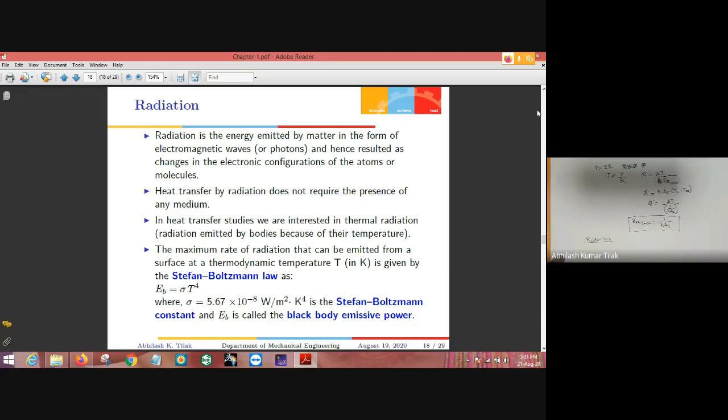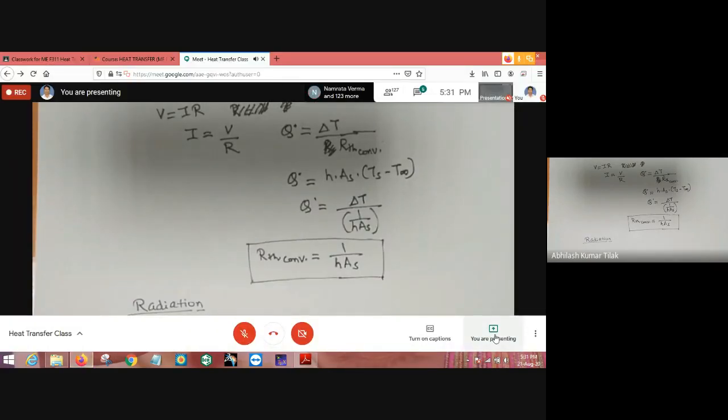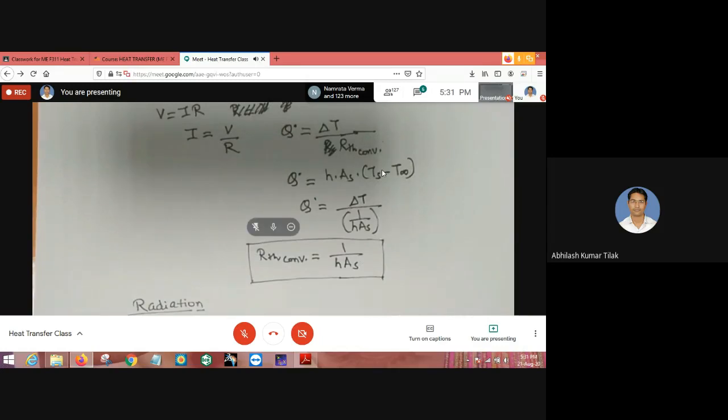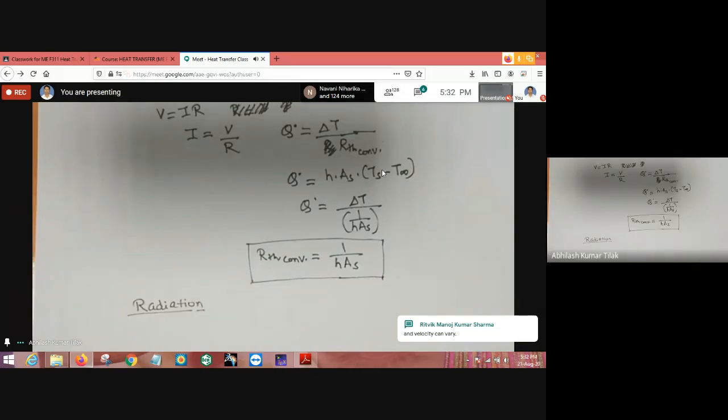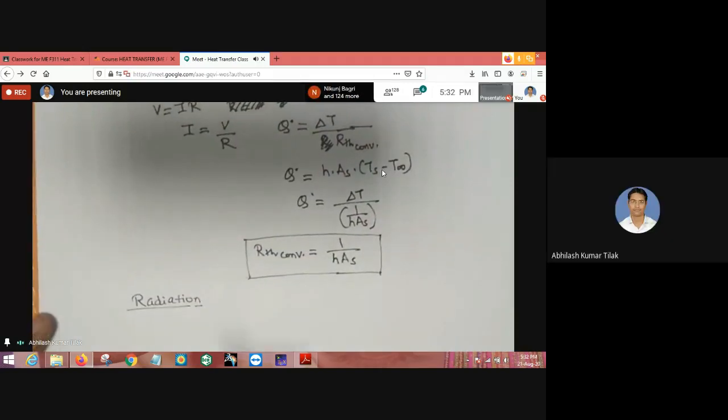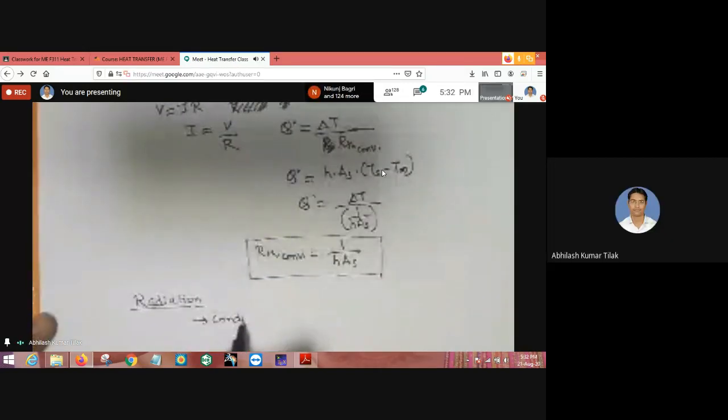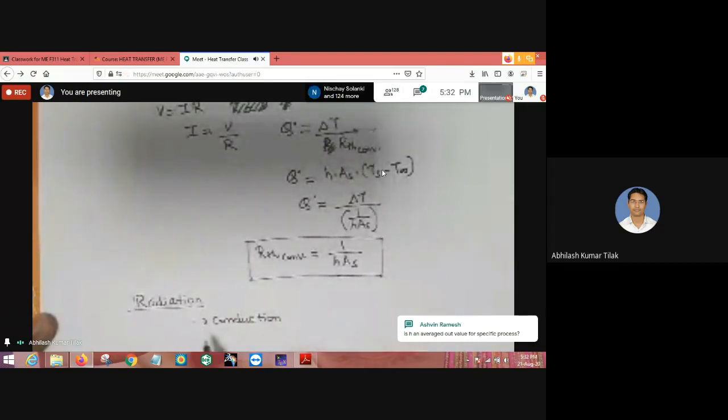So radiation is the energy emitted by matter in the form of electromagnetic waves as a result of the changes in the electronic configurations of the atoms or the molecules. Unlike conduction and convection, radiation does not require any intervening medium. Conduction requires a medium, same as convection.